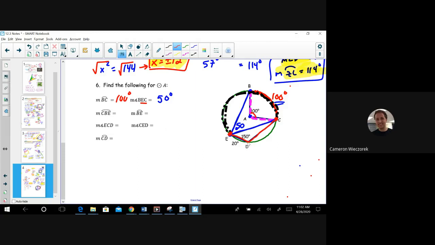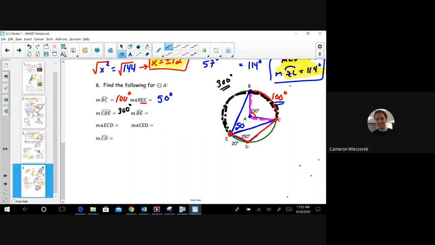And hey, look at that, they gave me D. That's 150, which means the arc has to be 2 times as big. So the big black arc is 300 degrees from E to B to the whole thing. So this is going to be 300. I just took 150 and doubled it.